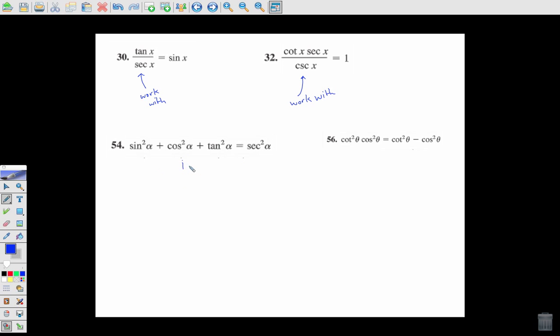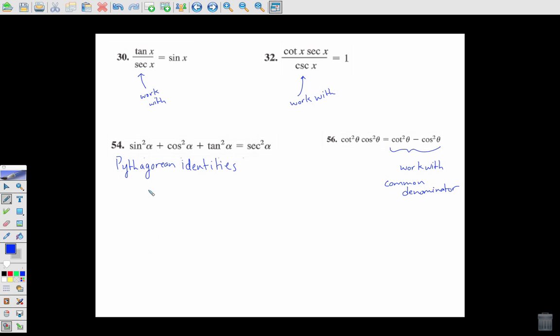I think you can do this one just by working with the identities. So use the Pythagorean identities. Sorry, let me write Pythagorean. And then on this last one, this is just like the last one I did. So you're going to want to work with this side, and you're going to need to get common denominators, just like we did in the second example.